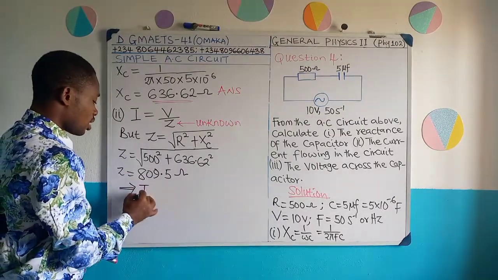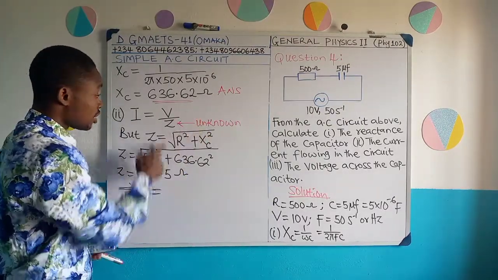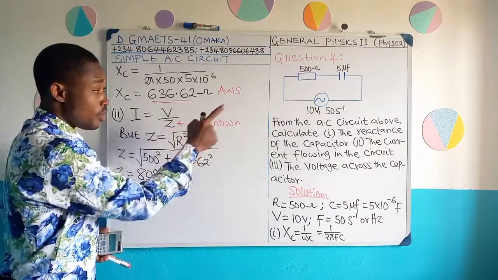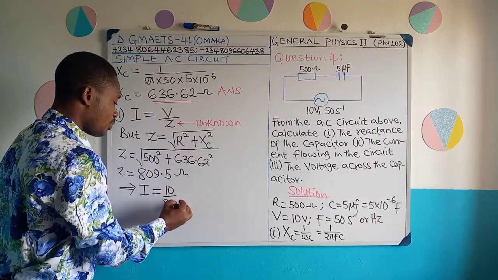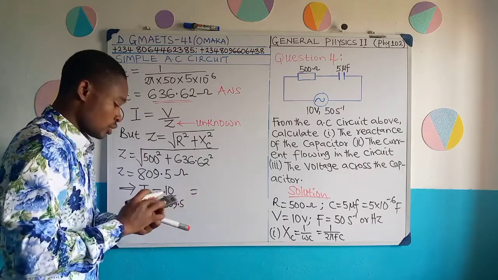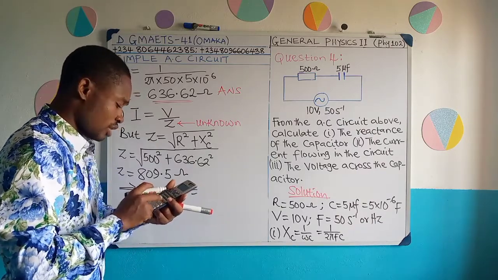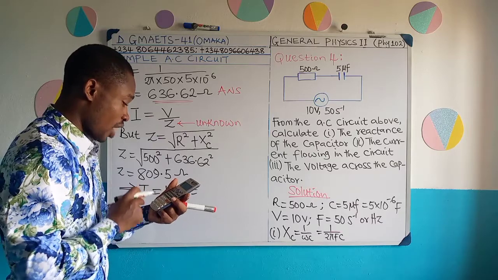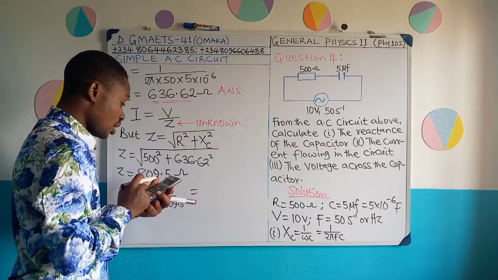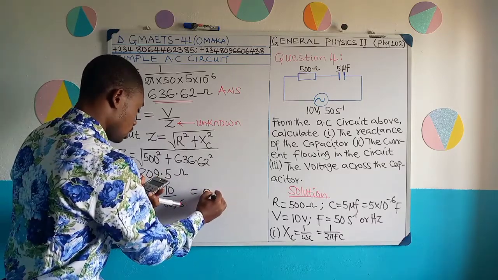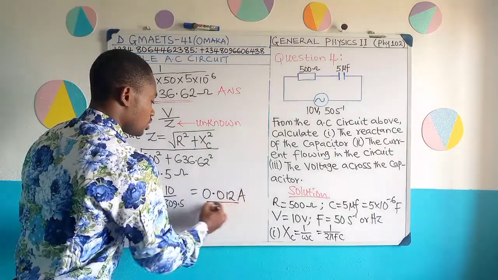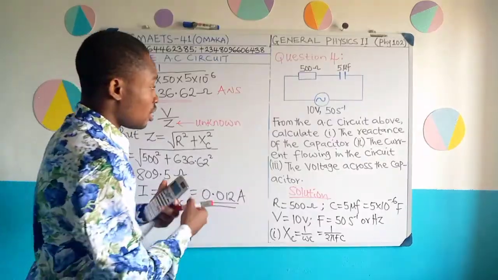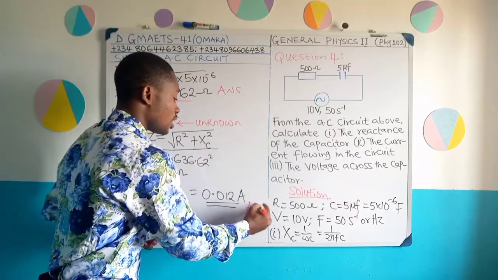Implication: the current in this AC circuit will now be V over Z. We know V already to be 10, divided by Z, which is 809.5. And once we press that in the calculator, 10 divided by 809.5, from here it gave me 0.012 ampere. So this is the alternating current in that circuit.